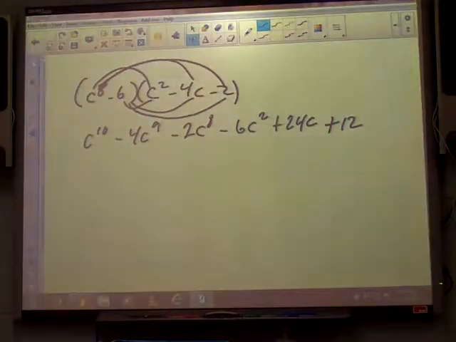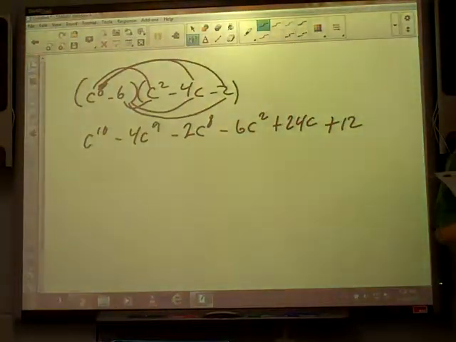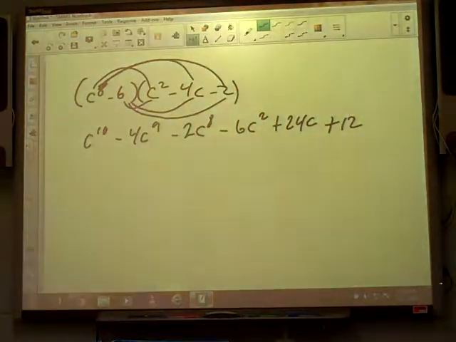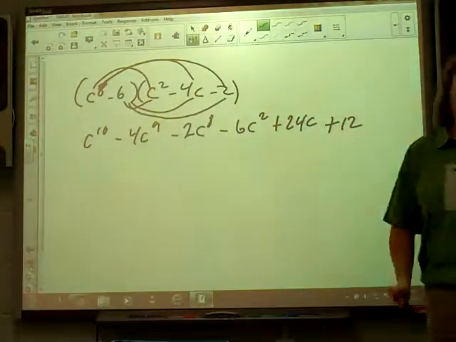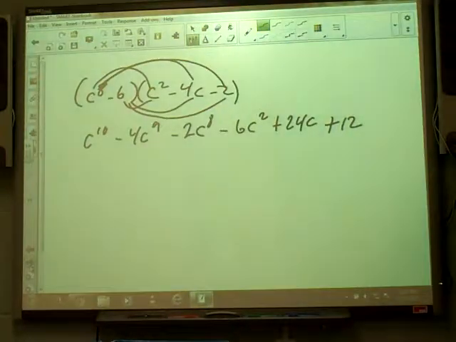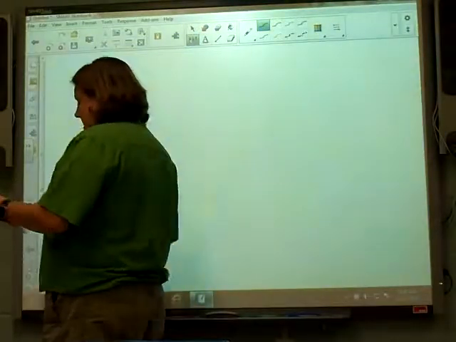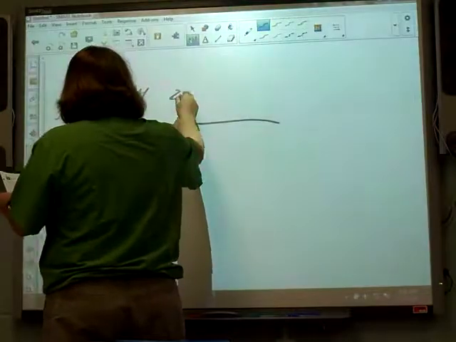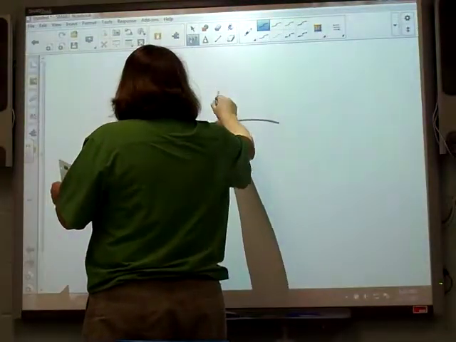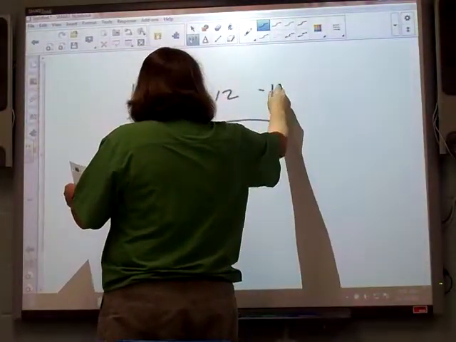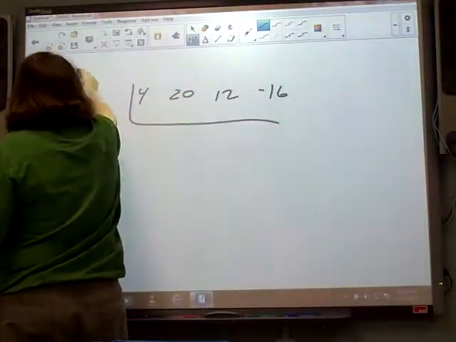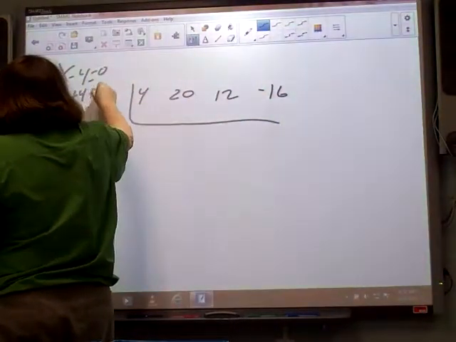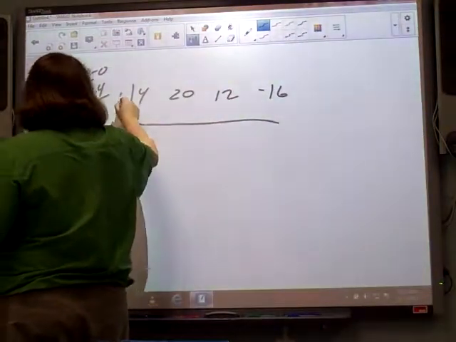Alright, on 5, it's a division problem. You can do long division or synthetic. 5 is okay for synthetic, so that's the way I did it. That's the way I'm going to go with you. The reason I know it's okay is because I'm dividing by x minus 4. That's a 1x to the first power, so that's okay for synthetic division. So I'm going to have 4x cubed, 20x squared, 12x, and negative 16. It's x minus 4, which means I put a positive 4 outside my box.